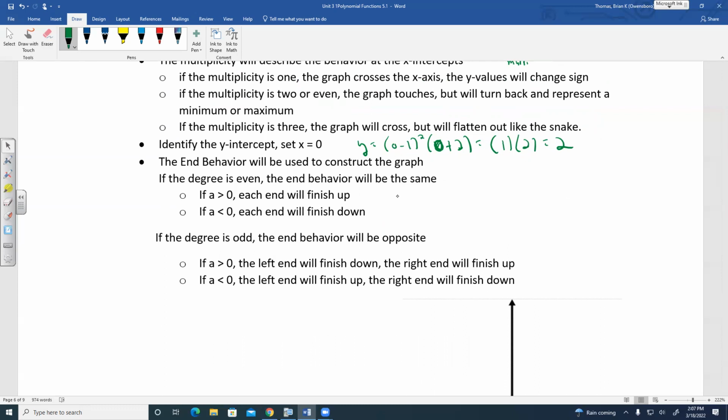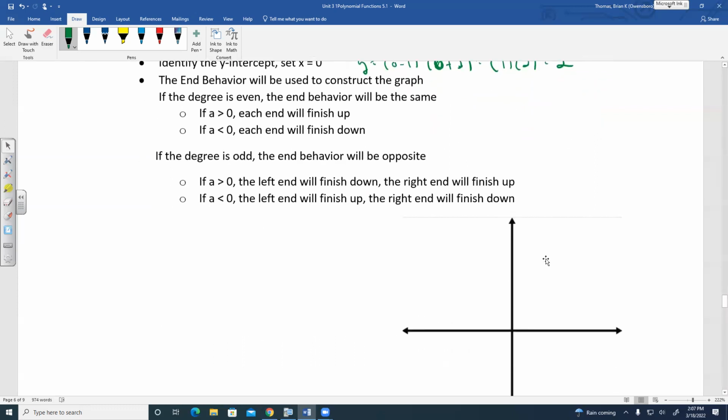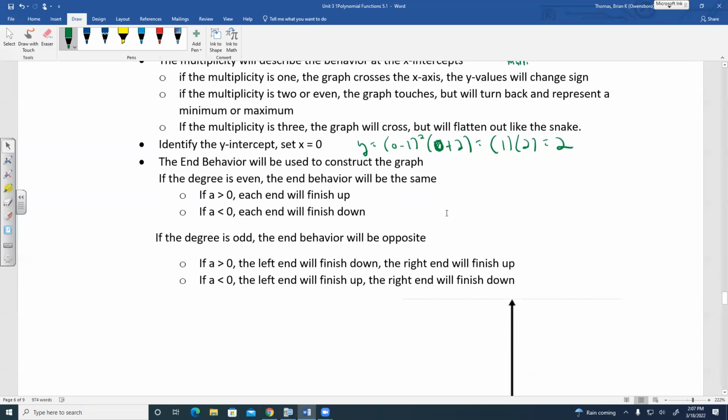If a is negative, in other words, a is less than 0, each end will finish in a down position. So in other words, the graph will be opening down. If the degree is odd, the end behavior will be the opposite. In other words, if a is positive, the left end will finish down, the right end will finish up. But if a is negative, the left end will finish up and the right end will finish down.